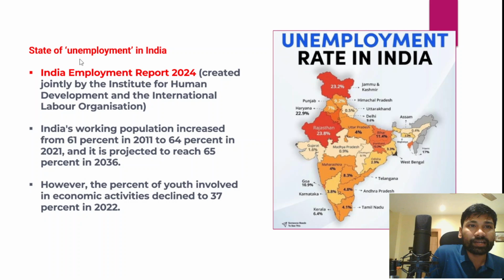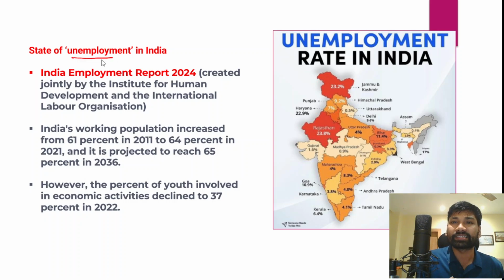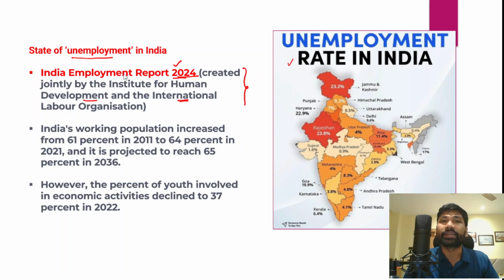However, we need to understand the state of unemployment in India. Now, what exactly is the state of unemployment? You can also go through different states and the prevalent unemployment rate in these states, right? When we look into the state of unemployment in India, there is the India Employment Report 2024, which is jointly published by the Institute for Human Development and the International Labour Organization. These two organizations publish the India Employment Report 2024, and it has a lot of important details with respect to unemployment or employment creation in India, right?